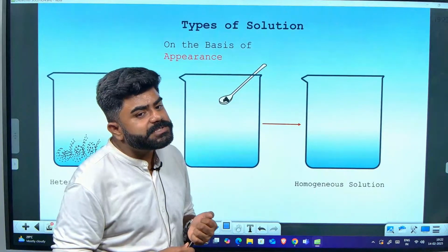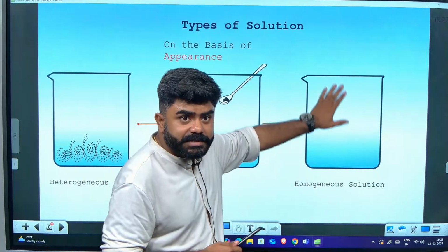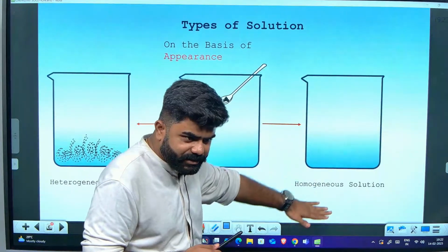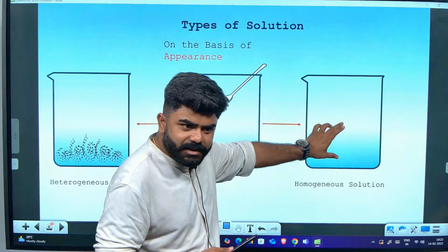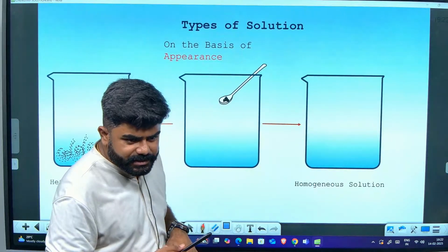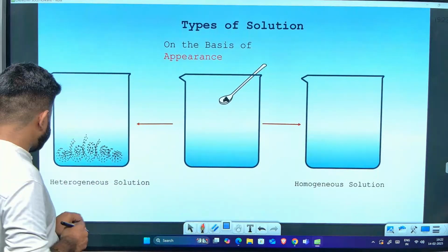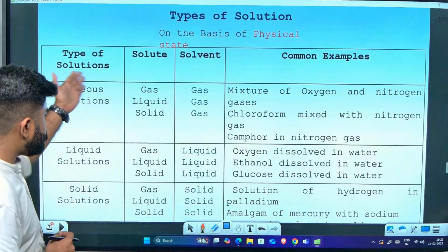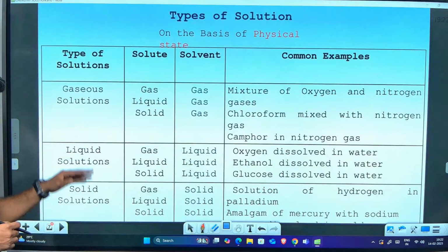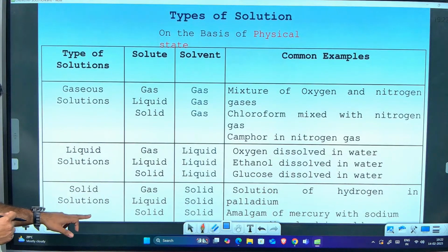எதனால அது homogeneous ன்னு சொல்றோம்? யூனிஃபார்மா இருக்கு. இங்க நம்ம டிஃபரண்ட் ஃபேஸஸ் நம்ம பார்க்க மாட்டேங்கிறோம் இல்ல, ஒரே மாதிரி இருக்கு. இதே ரெண்டு டிஃபரண்ட் ஃபேஸ் இருந்தா is it called homogeneous? No, not at all. It is heterogeneous. There may be some other physical form of the substance present there. இங்க பாருங்க, these are the different types of solutions. One is the gaseous solution, then liquid solution, then solid solution.